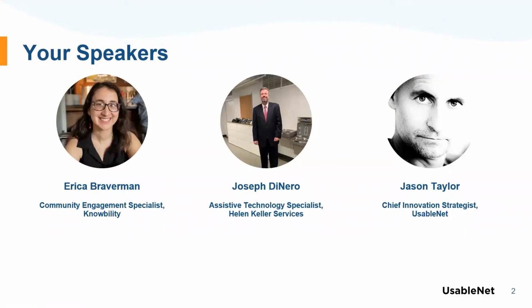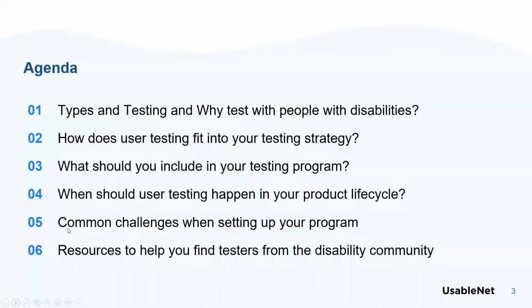It's now my great pleasure to introduce our speakers. We have a fantastic panel today, starting with Erica Braverman, who is the Community Engagement Specialist with Knowbility. We have Joseph De Niro, who is an Assistive Technology Specialist with Helen Keller Services. And we have our MC, our own Jason Taylor, who is the Chief Innovation Strategist here at UsableNet and advisor to our CEO. And I am going to go ahead and hand it over to Jason to give us the agenda and start the presentation.